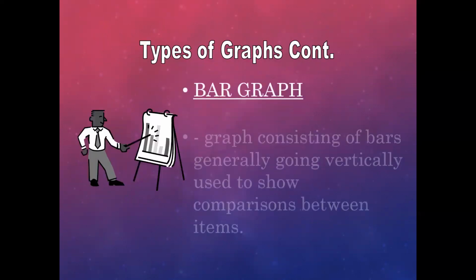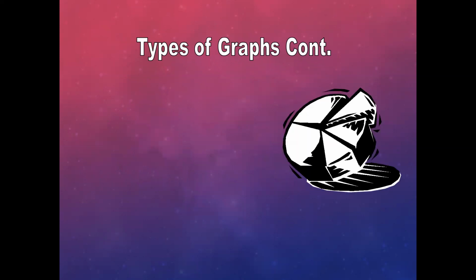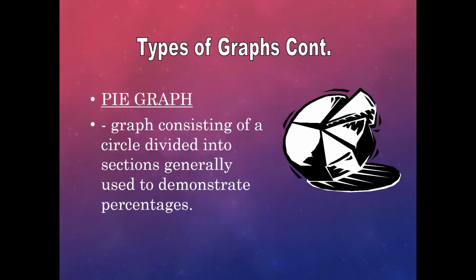A bar graph is another graph that we could use, and it consists of bars, generally going vertically, used to show comparisons between two items. It could be more than two items. So anytime you want to compare items, you want to use a bar graph. You use a pie chart or a circle graph. This is the type of graph that can be divided into sections, and it shows percentages. It can show a portion. All right, and that is it.